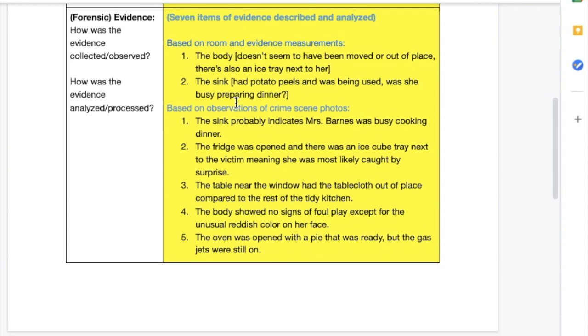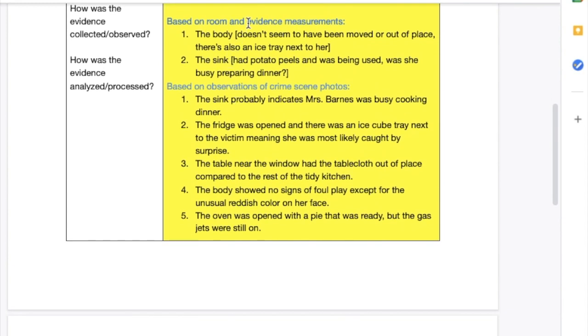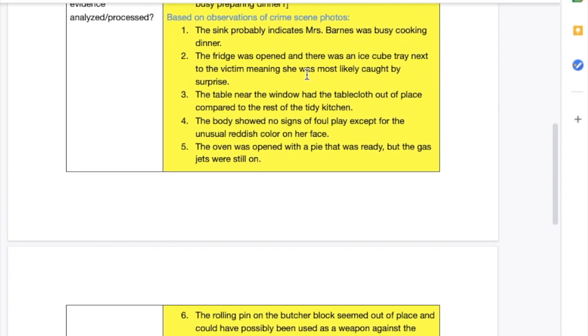Now, how do I know this? Well, based on room and evidence measurements, the body doesn't seem to have been moved or out of place. There's also an ice tray next to her. The sink had potato peels in it and was being used. Was she preparing dinner? Looked like she was busy anyway at the moment when she died.